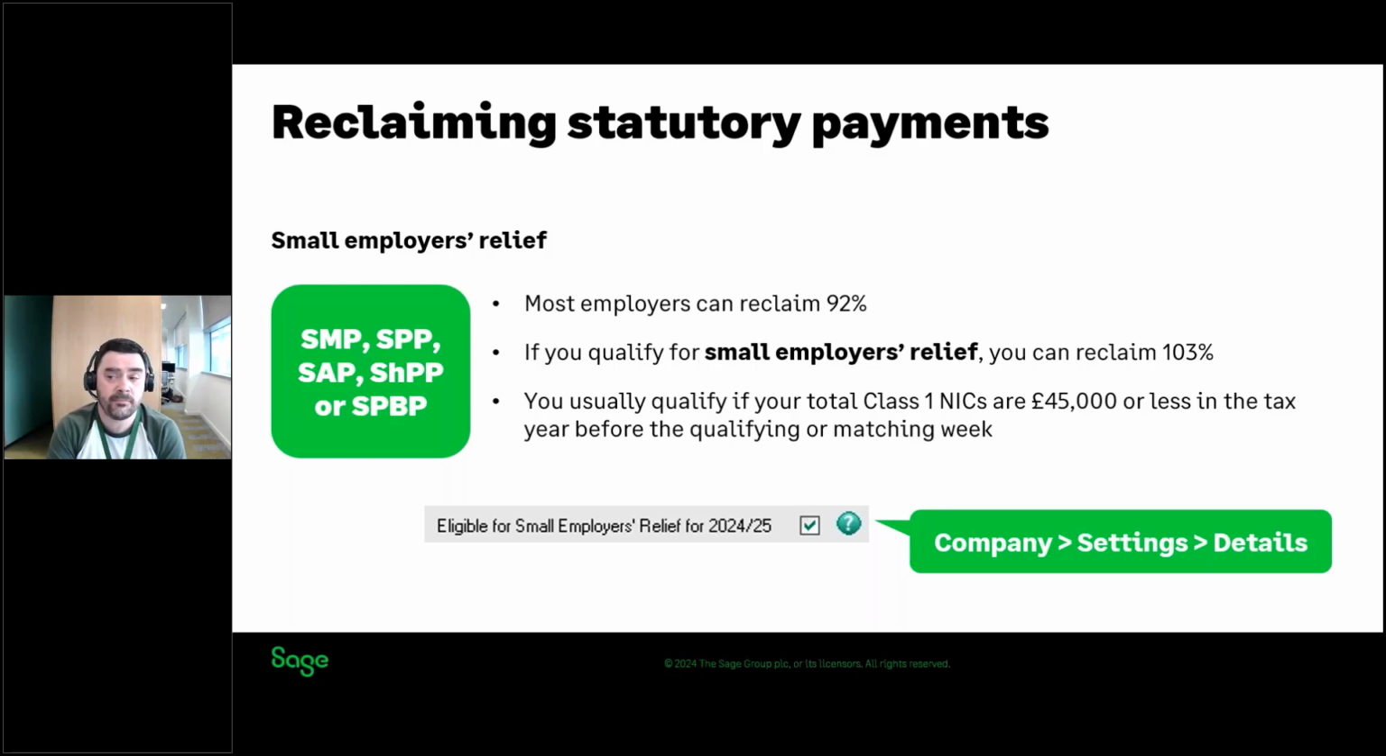You'd normally qualify for small employers relief if your total Class 1 National Insurance was £45,000 or less in the tax year prior to the qualifying or matching week. It's something that we recommend that you check at the start of each tax year. And if you are eligible, you will need to select the eligible for small employers relief box in your company settings.